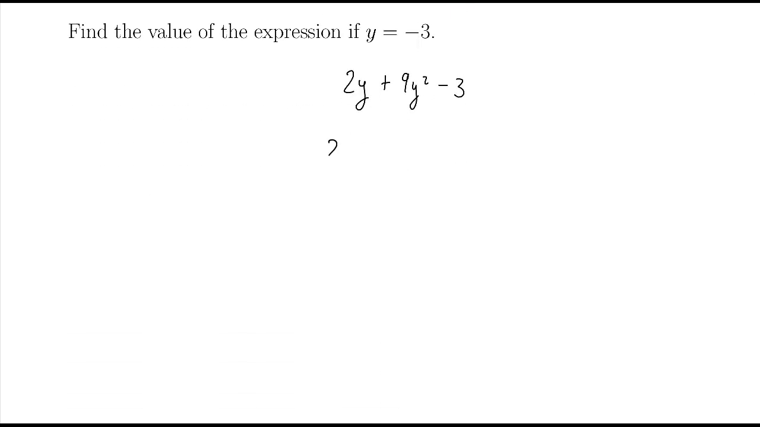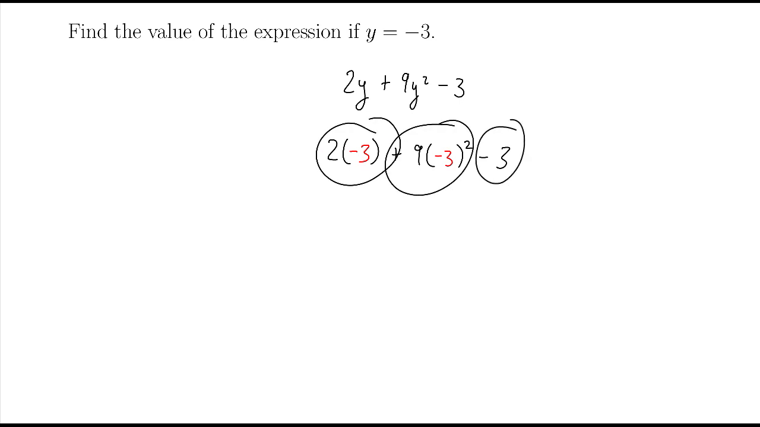So 2 times y becomes 2 times negative 3. Plus 9 times y squared becomes 9 times negative 3 squared, minus 3. Okay, so now I have 3 terms. 1, 2, 3. Let's simplify these one at a time. 2 times negative 3 is negative 6.